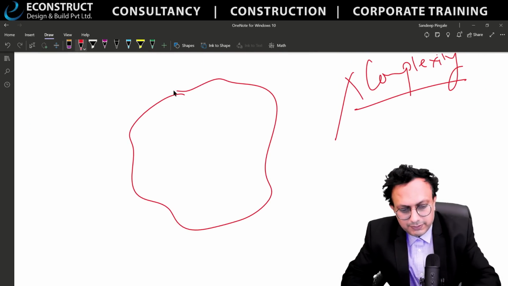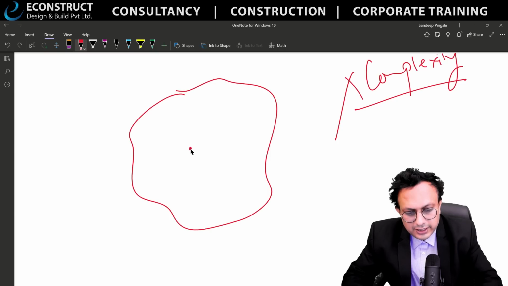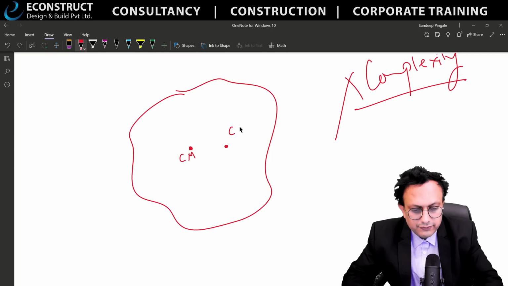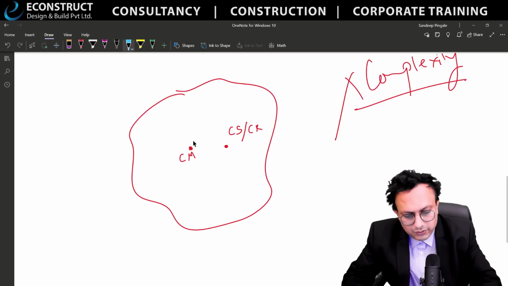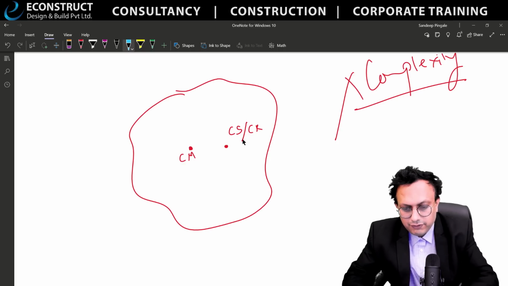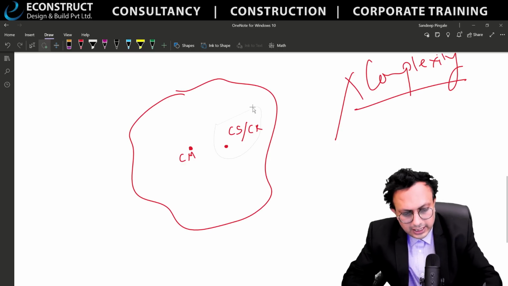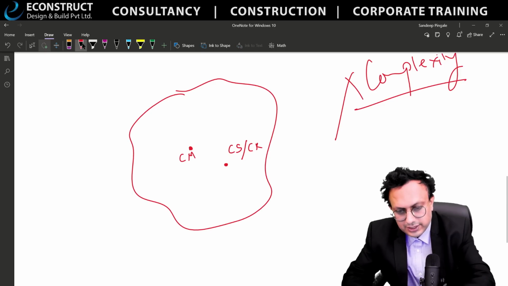So let's say, for example, this is the building, this is the center of mass, and this is the center of stiffness, which is the center of rigidity. Some people call it center of stiffness, some people call it center of rigidity. Actually both are the same, both are just synonyms of each other. Now I'll draw this a little aside so that it would be a little easier for you to understand.